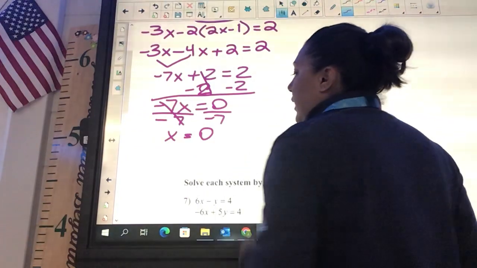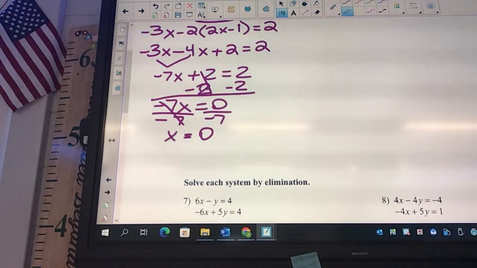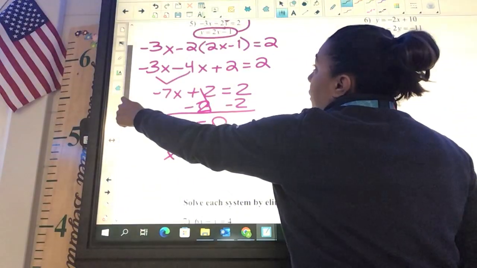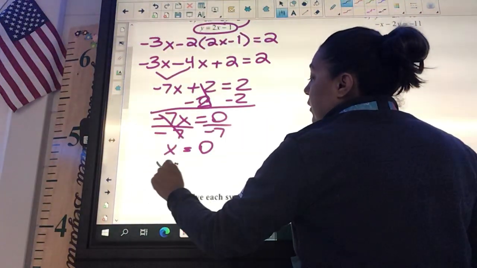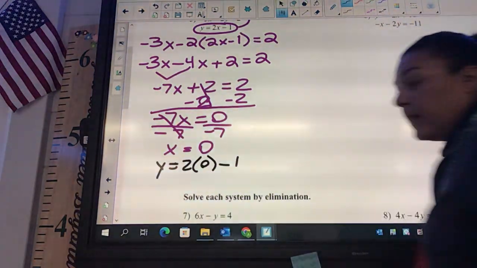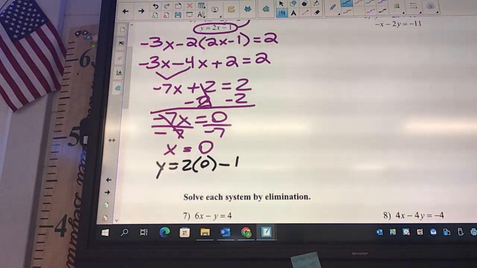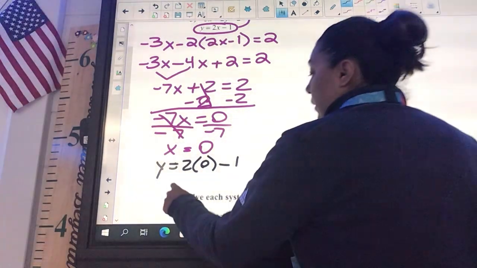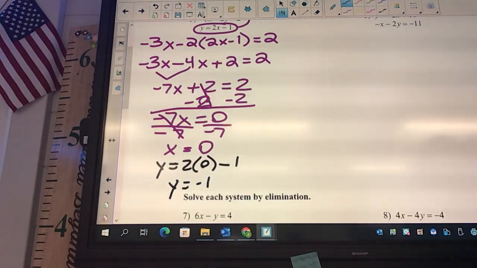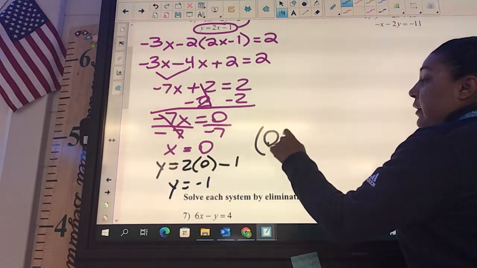Okay, so you're gonna get x equals 0. That's our first coordinate. What do we do with that? We plug it back in where? The second equation, okay, the one we circled up here. So it's y equals 2, and instead of x, we're writing 0 minus 1. Okay, well, what is 2 times 0? 0 minus 1. Yeah, so it's going to be negative 1. Okay, and on these, they're just going to give you a coordinate. So what is that coordinate? Yeah, 0, comma, negative 1.